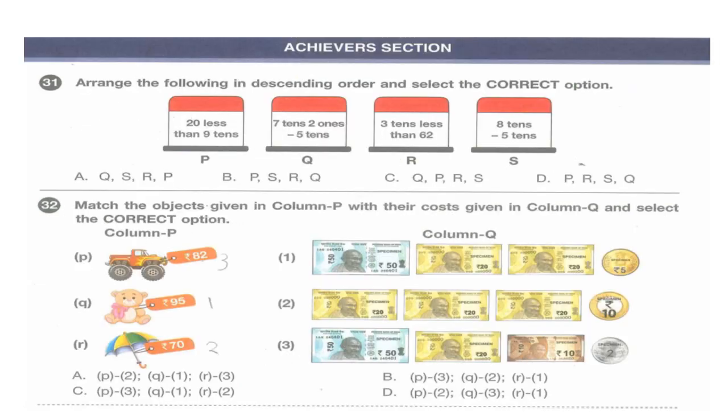Question number 31. Arrange the following in descending order and select the correct option. P, 20 less than 9 tenths. Q, 7 tenths, 2 ones minus 5 tenths. R, 3 tenths less than 62. S, 8 tenths minus 5 tenths. Option A, QSRP. Option B, PSRQ. Option C, QPRS. Option D, PRSQ. So we have to arrange the following in descending order and then select the correct option.